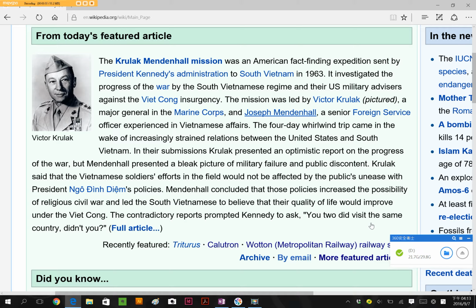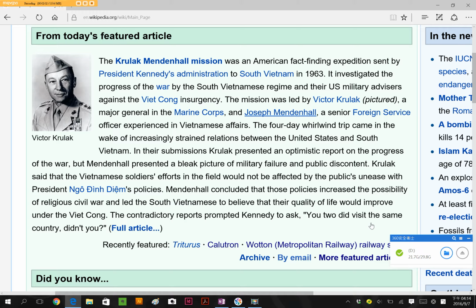The Gulag Manhattan mission was...An American fast-finding expedition sent by President Kennedy's administration to South Vietnam in 1963. It investigated the progress of the war by the South Vietnamese regime to their U.S. military advisors against the Viet Cong insurgency.The mission was led by Victor Gulag Pictures, a major general in the Marine Corps, and Joseph Mandelholm, a senior foreign service officer experienced in Vietnamese affairs. The four-day whirlwind trip came in the wake of the increasingly strained relations between the United States and South Vietnam.